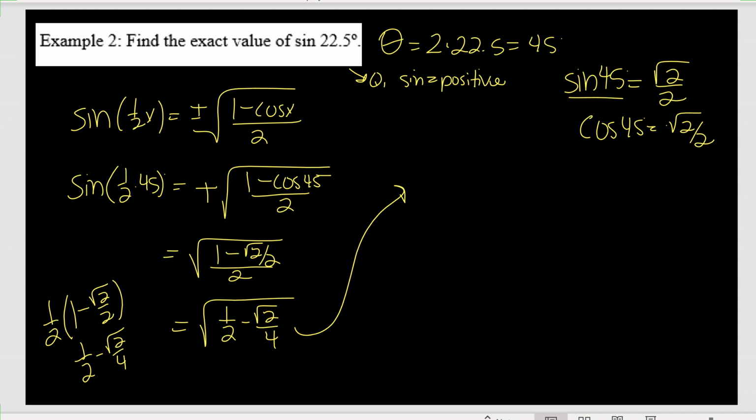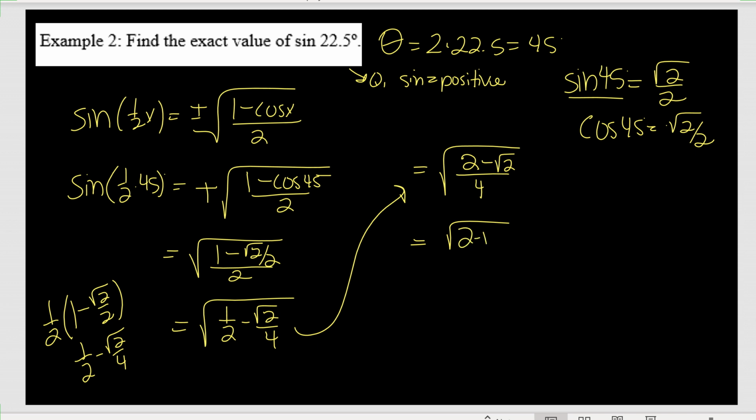So this next step is the square root of 1/2 minus the square root of 2 over 4. Okay, again, get your common denominator. If you need to see that step, it would be 2 over 4, and then minus the square root of 2 over 4. Write them as one fraction.